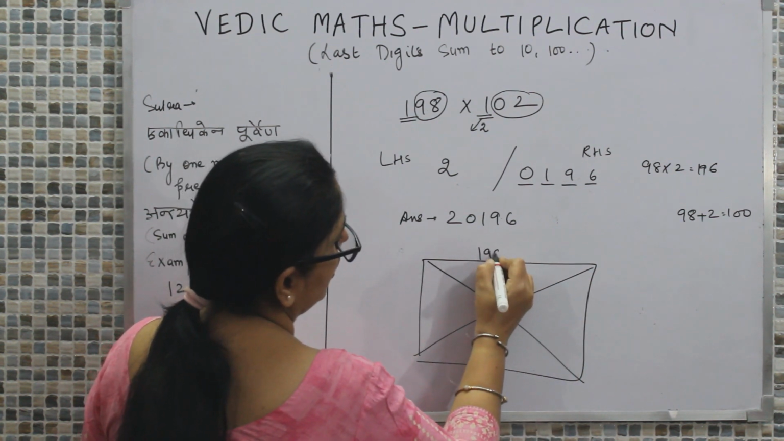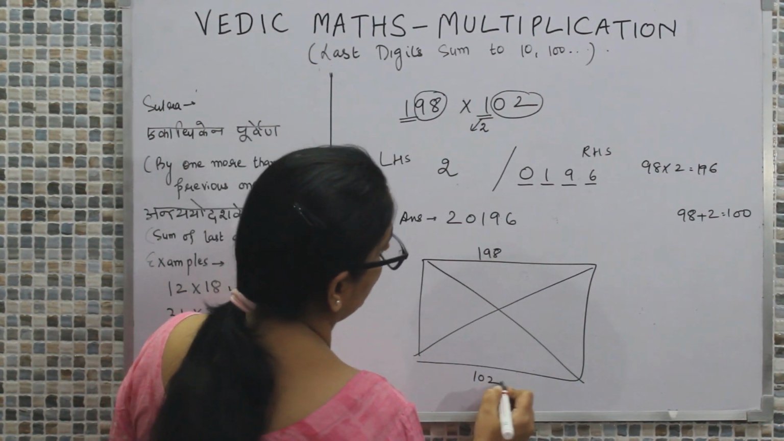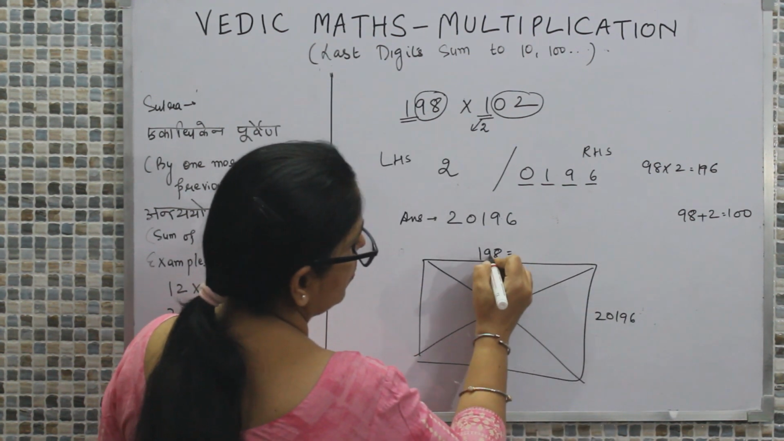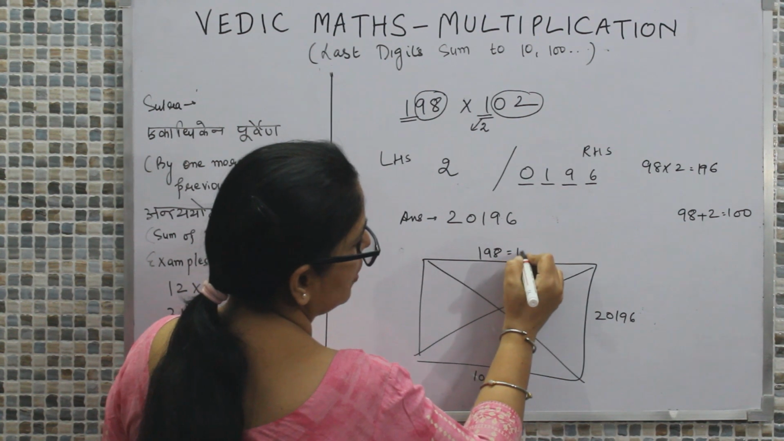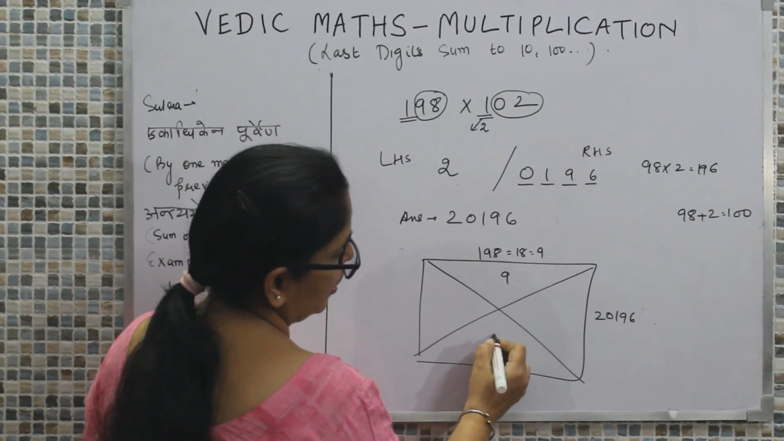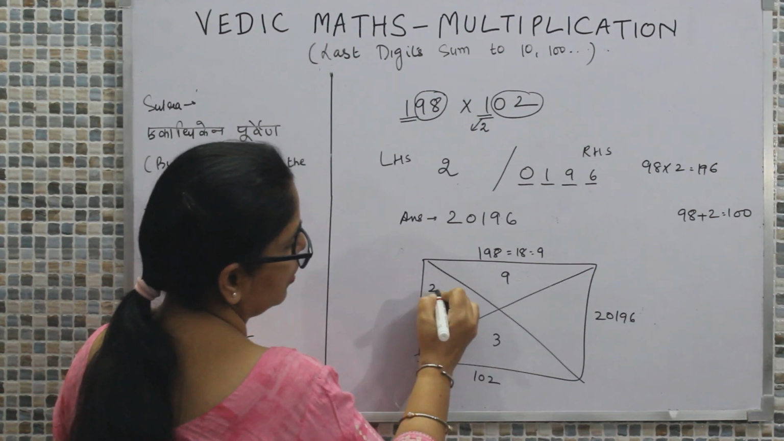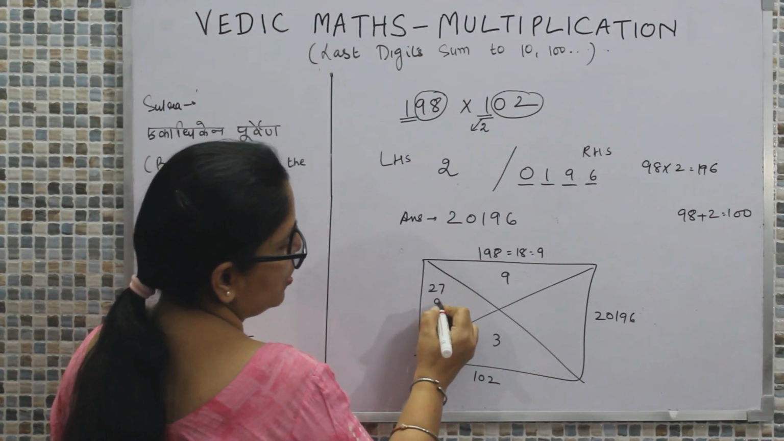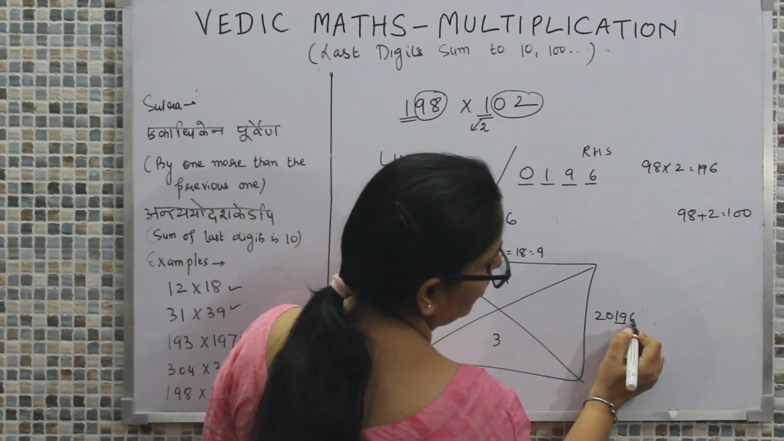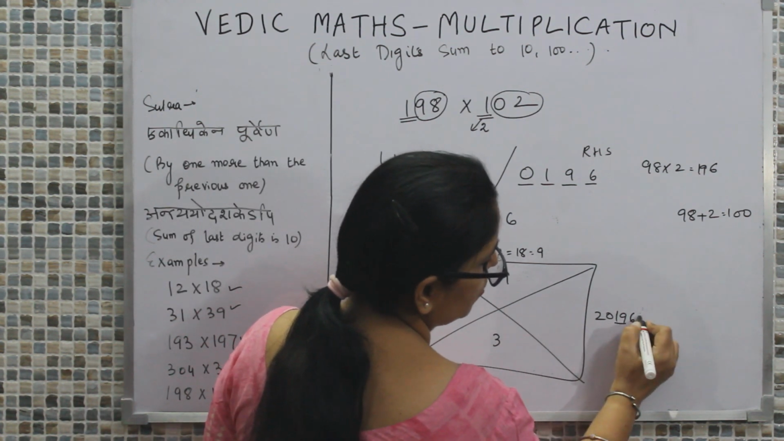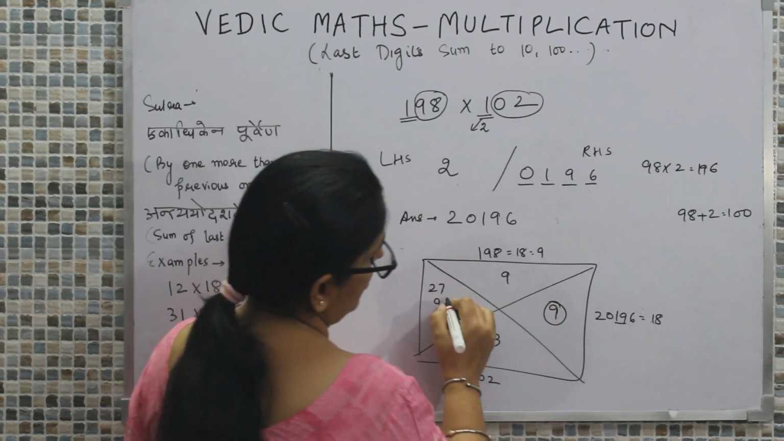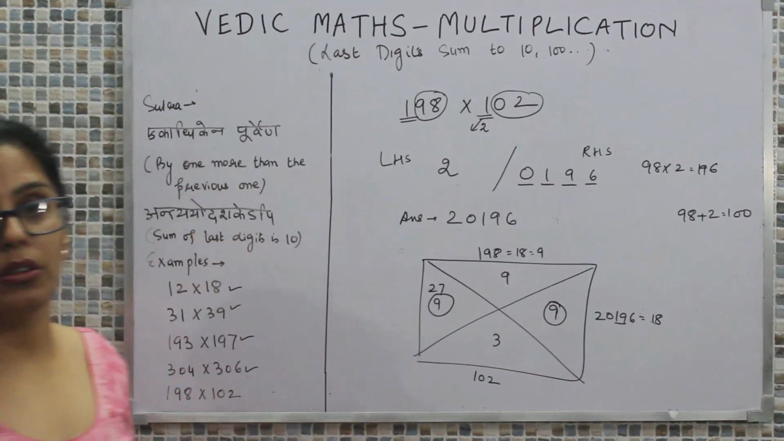Verification of the answer. We had 198, 102, 20196. So 9 plus 1 is 10, 10 plus 8 is 18, 8 plus 1 is 9, 2 plus 1 is 3, 9 3s are 27, 7 plus 2 is 9. Then 9 plus 1 is 10, 10 plus 6 is 16, 16 plus 2 is 18, and 8 plus 1 is 9. So the answer is perfectly fine.